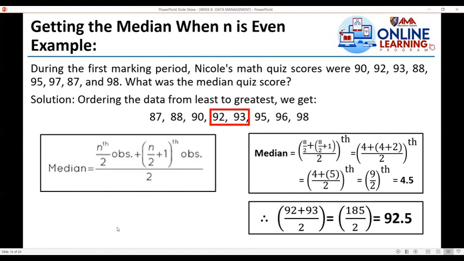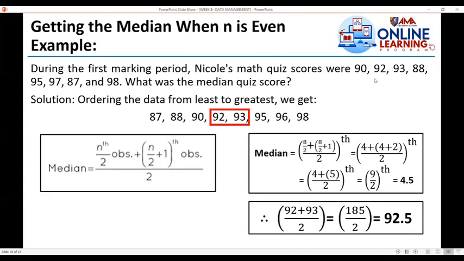Another example. During the first marking period, Nicole's math quiz scores were 90, 92, 93, 88, 95, 97, 87, and 98. What was the median quiz score? Again, the first step in the solution is to arrange the scores or the elements of the data set from lowest to highest or in increasing order. So in that case, we're going to start with 87, 88, 90, 92, 93, 95, 96, and 98.